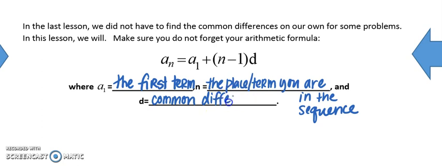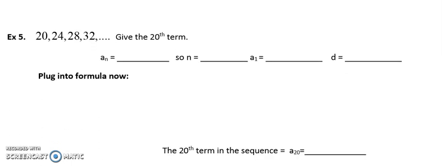Common difference. Okay? So boom, there you go. I'm going to go on to this next slide here. Okay, now check it out. They have listed out all the things that you're going to need to find right here. So let's figure out what's going on.